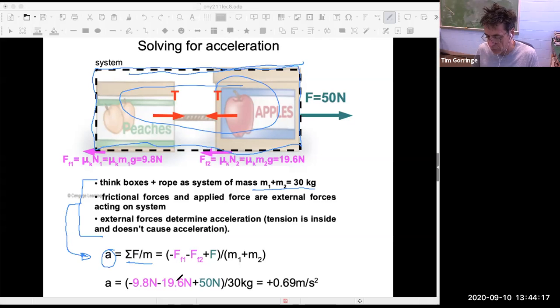The friction force here should be to the left. And then there's my pull of 50 newtons to the right. And I just divide that sum of forces by the 30 kilograms, and here's my acceleration. And so out of that comes a solution for the acceleration.